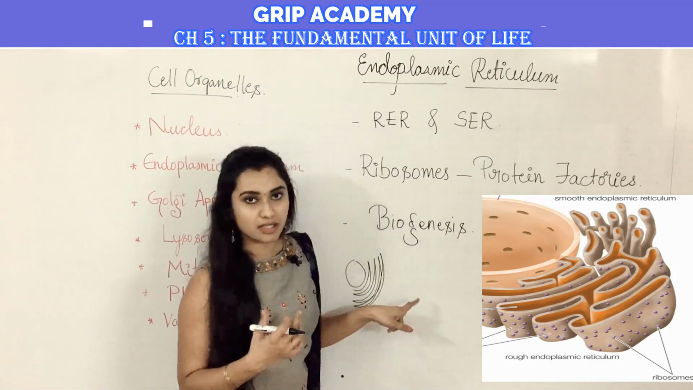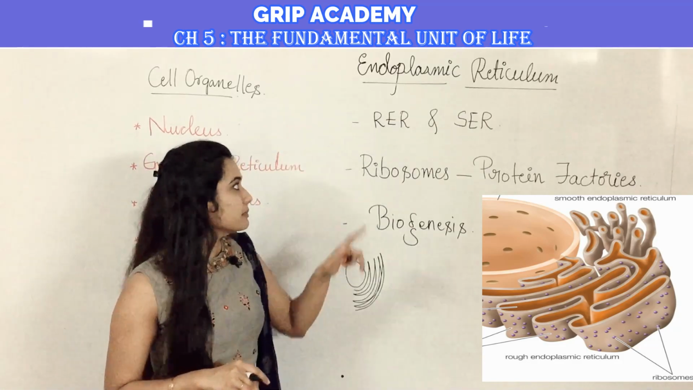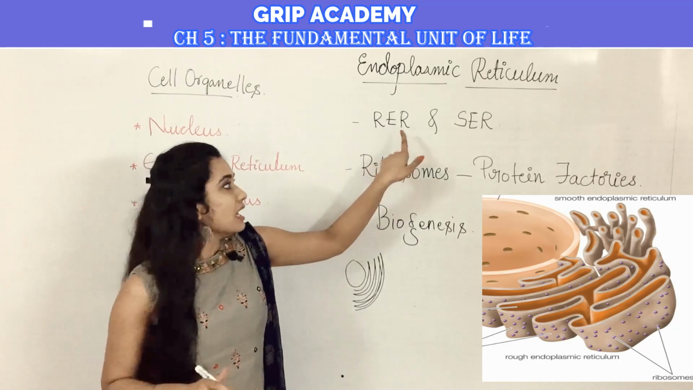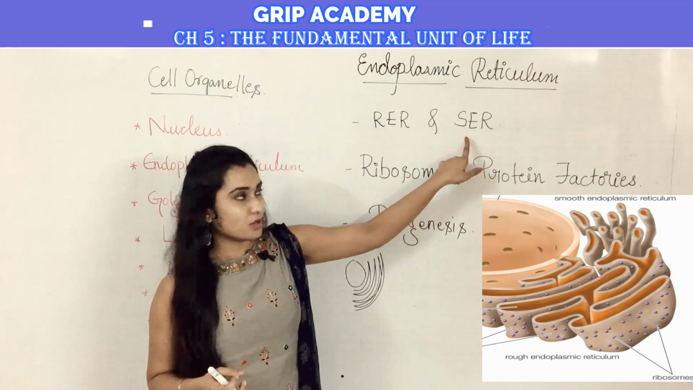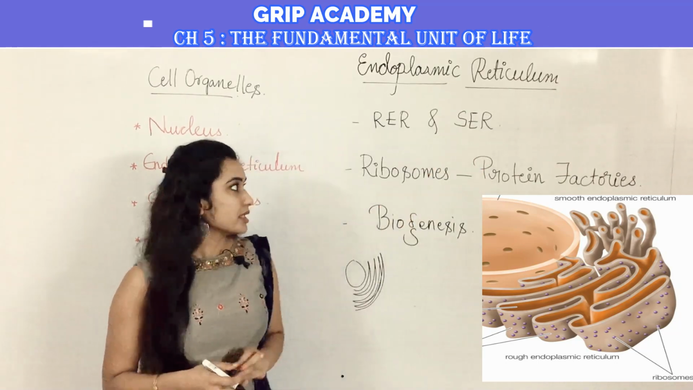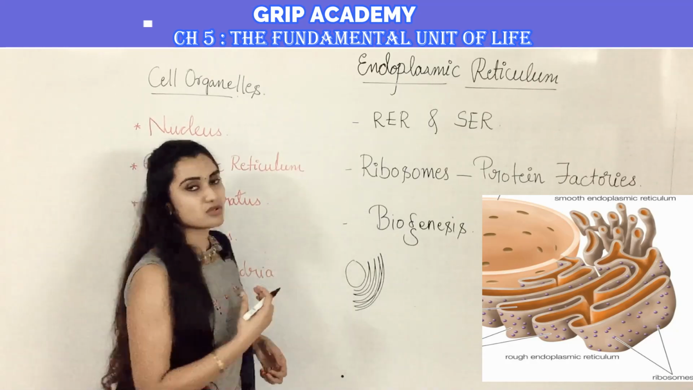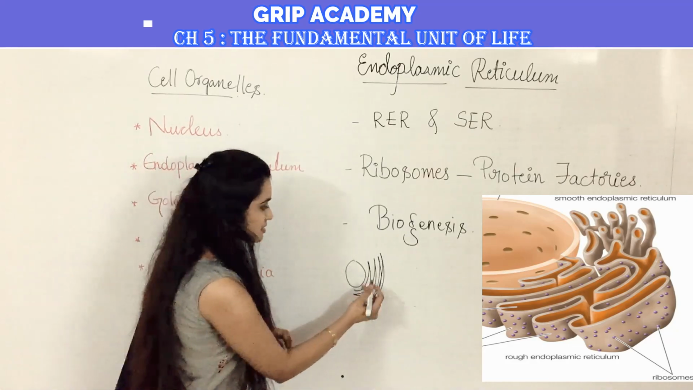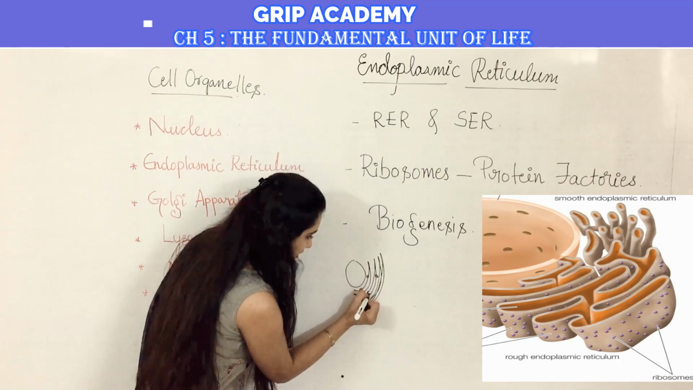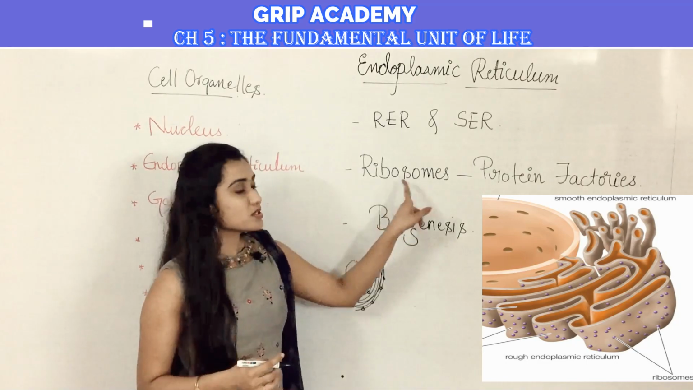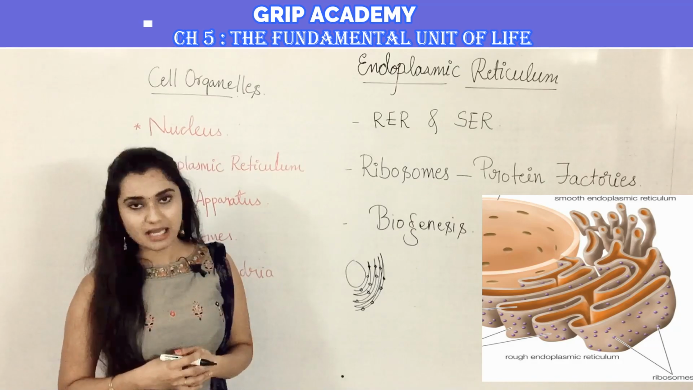Based on its appearance, we have divided the endoplasmic reticulum into two types. One is rough endoplasmic reticulum, or RER, and the other is smooth endoplasmic reticulum, or SER. The rough endoplasmic reticulum appears rough because of the presence of ribosomes on it. Because of these ribosomes, it is also called a protein factory, as its main function is producing proteins.